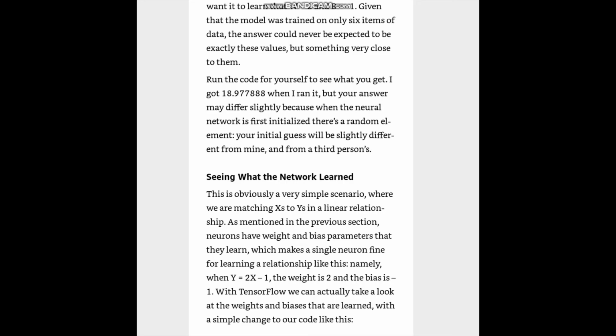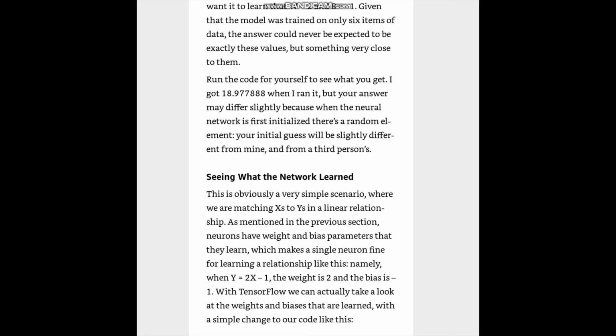Now, seeing what the neural network has learned: obviously a very simple scenario where we are matching x's to y's in a linear relationship. As mentioned in the previous section, the neurons have weight and bias parameters that they learn, which makes a single neuron fine for learning a relationship, namely y is 2x minus 1. We have used just one neuron because we have less data and it's really a linear relationship, so we might not need many neurons to fine tune our model. Namely, y is 2x minus 1, the weight is 2 and the bias is minus 1.